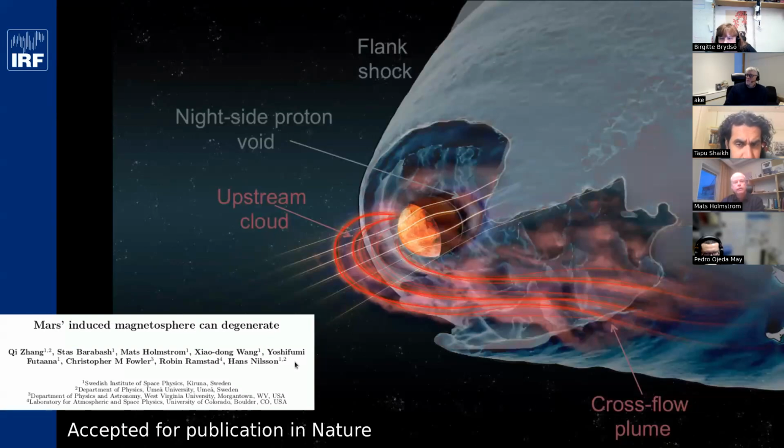And this was, well, actually now it's not only accepted for publication in Nature, it was published last October, and that shows that Mars-induced magnetosphere can degenerate. And on March 7 we'll have a thesis defense here in Kiruna by Chi Sang, who has written a thesis based on this, and she will defend it.